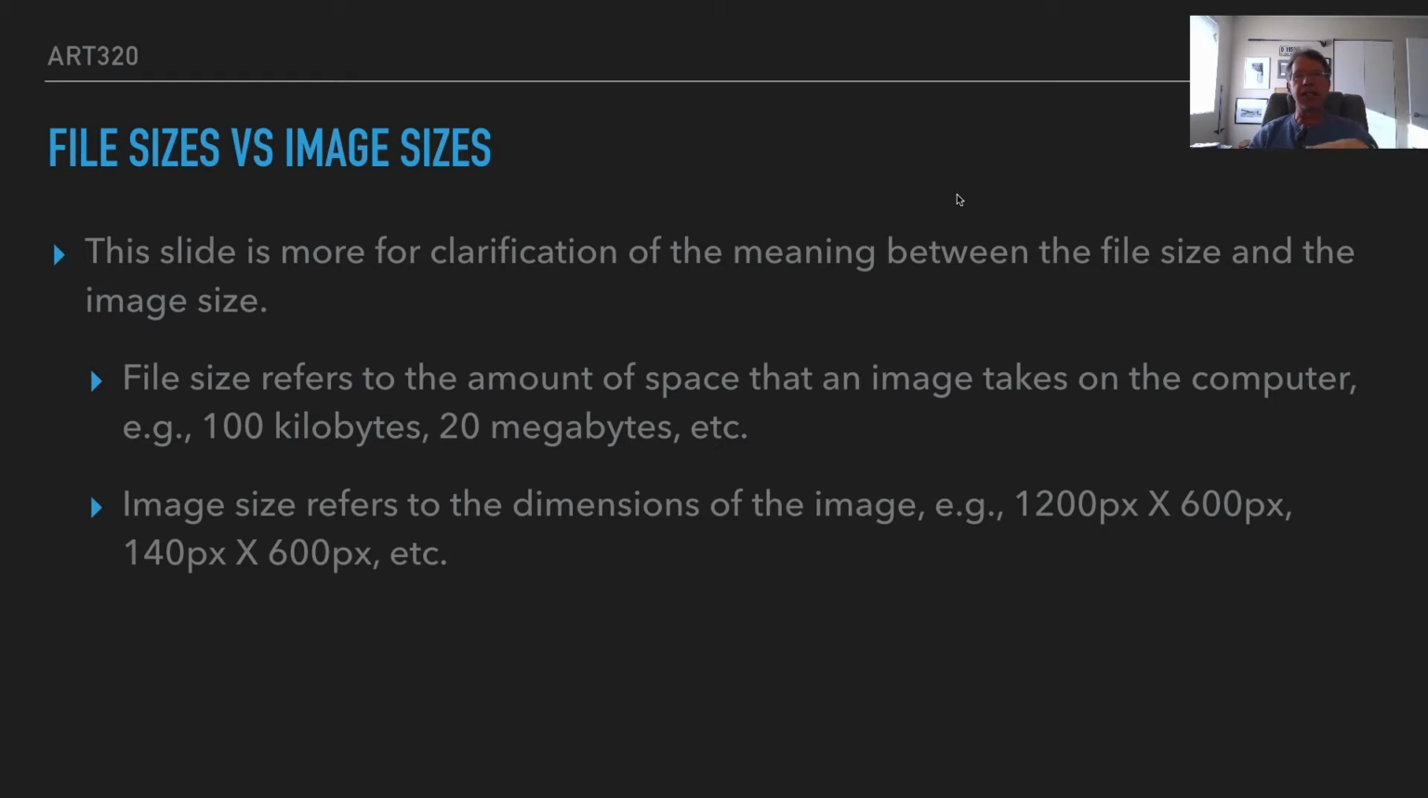And then the other is image size. Image size refers to the actual dimensions of the image. However you put it, it means there's a height and width component to image size. Now that could be 600 pixels by 300. It could be a 1200 pixel wide image. It just refers to the actual dimensions of the image.